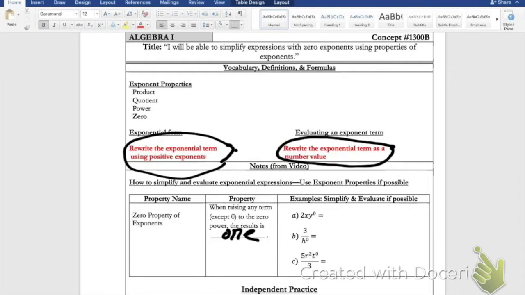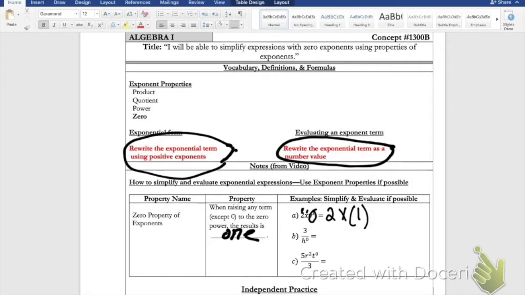Okay, great. If you look here in these examples, example A says 2xy to the 0 power. Of course, 2 and x don't have any exponents, which means they are raised to the 1 power. So 2 is really raised to the 1, and x is also raised to the 1 power. 2 to the 1 power is just 2. X to the 1 power is just x, but notice how y is raised to the 0. From the zero property, we know that any term raised to the 0 will always be 1. So y to the 0 power will give us 1.